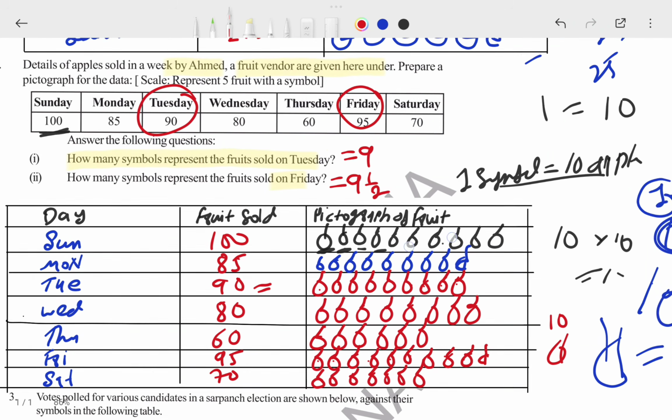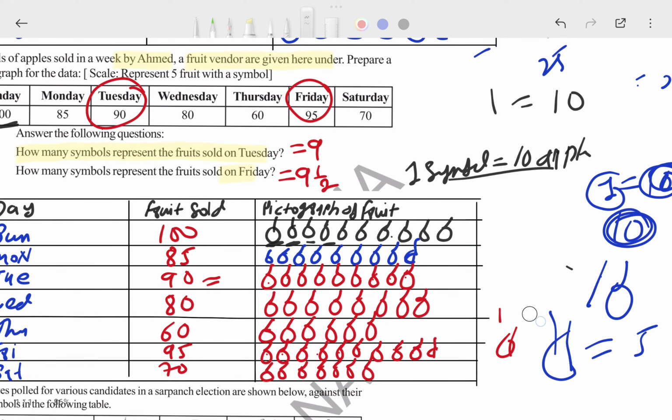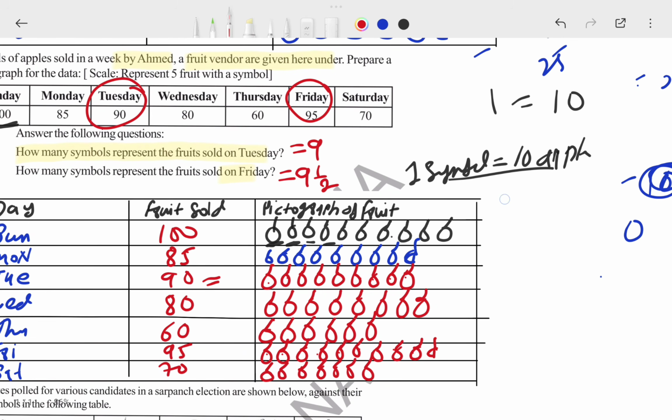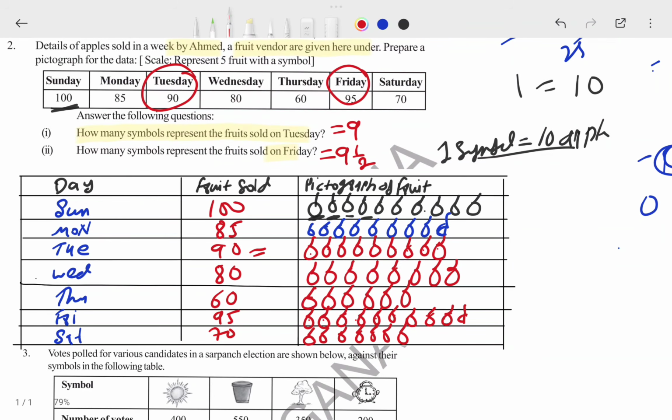So what I'm telling you here, are you understanding or not, I don't know, but I will explain it again. Just listen. Why is one picture equal to 10? Because otherwise you would have to make 100 pictures. Will you make 100 apple pictures like that? No, we cannot. So we will take one proper number. Let's suppose this one apple symbol is equal to 10 apples.